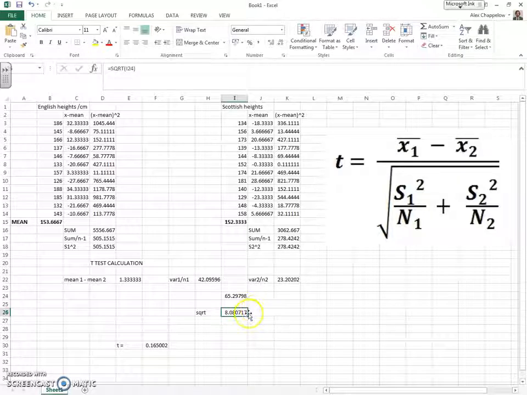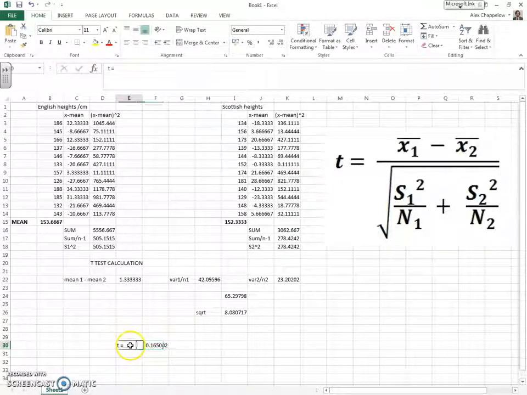So now I've got my number that I need on the top of the sum. That's this one over here. I've got the number on the bottom of the sum. That's this one over here. Plug that in, do a divide, and I get a t value of 0.165. Okay. Lots of number crunching there, but hopefully nothing too conceptually difficult.